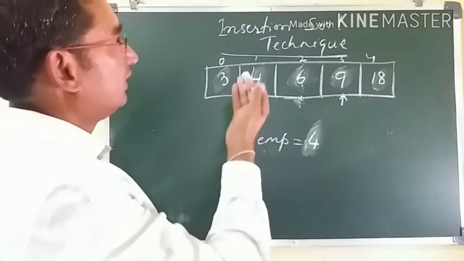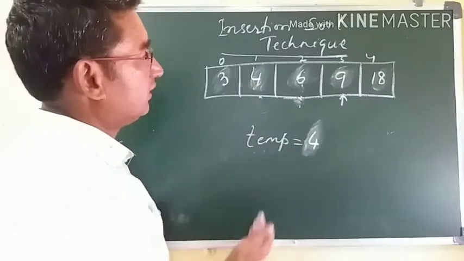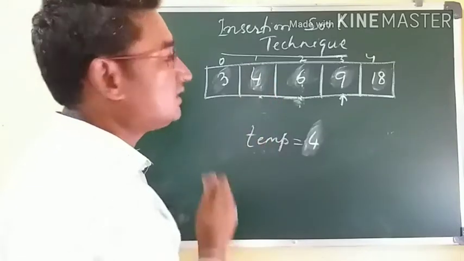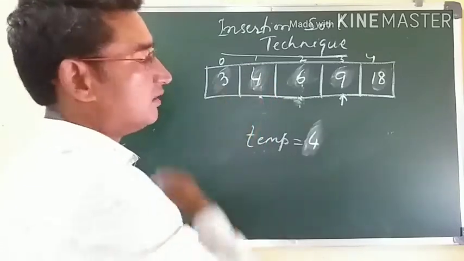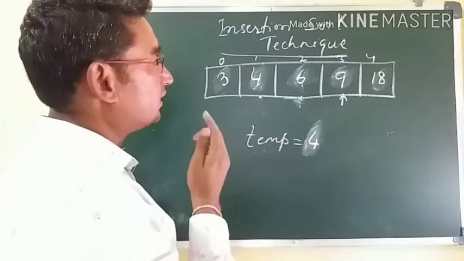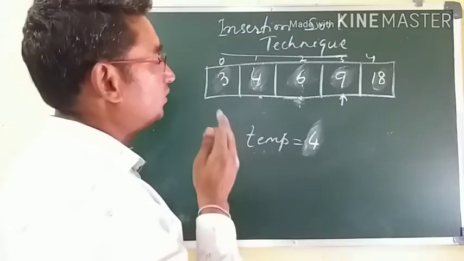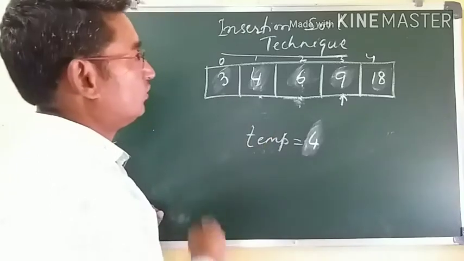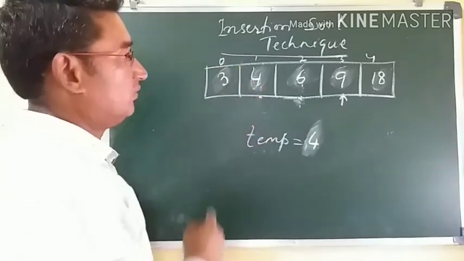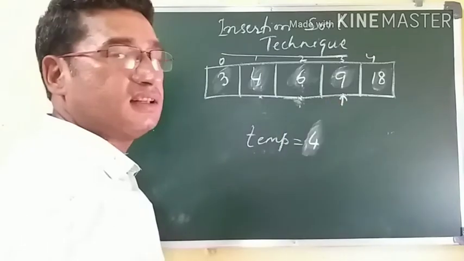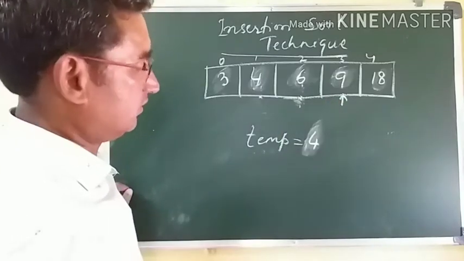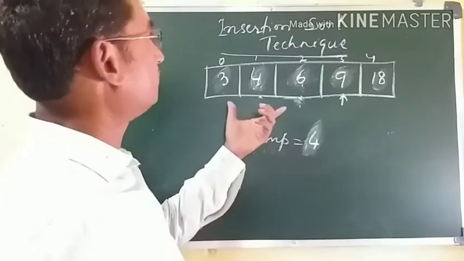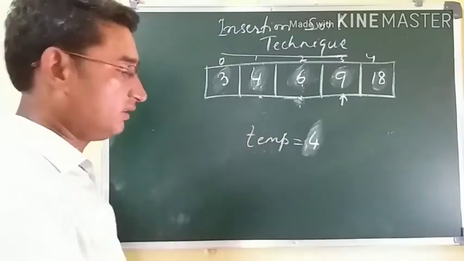This means in this insertion sort technique, we have to compare each element with its previous element and find the correct location where that element should be inserted. By following this insertion sort technique, we have arranged this list in ascending order. Now we will see how to write the program of insertion sort technique in Python.